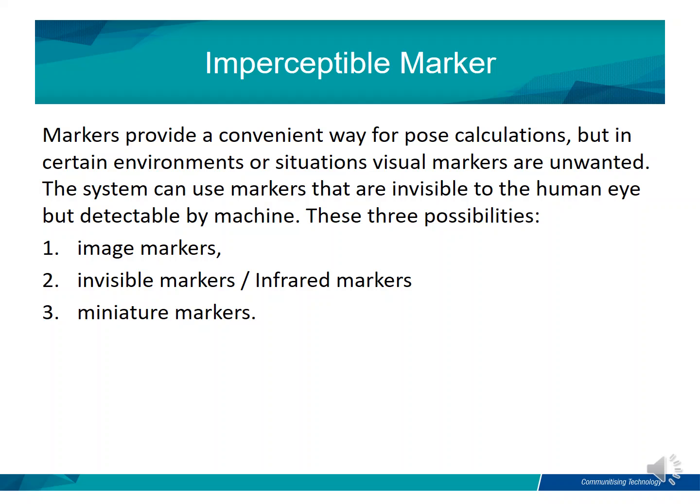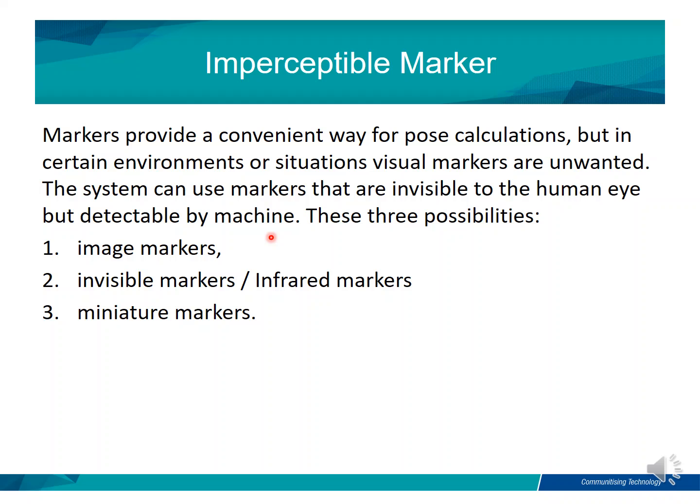And the third type of AR markers is the imperceptible markers. So what is imperceptible here? Imperceptible means something that is difficult to perceive by our mind. The markers provide a convenient way for pose calculation, because when we have visual markers, it helps the camera stream to calculate the pose. But in certain environments we don't need these visual markers anymore. The system can use markers that are invisible, something that we cannot see with our human eye, but actually it can be detected by a machine.